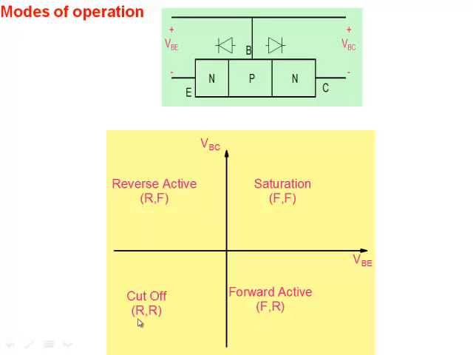Cutoff is trivial, both junctions are reverse bias. The only thing we have to understand is saturation, what happens in saturation. Okay, so let's stop here.